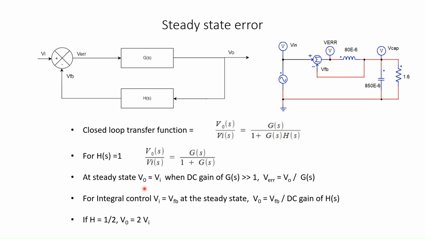At steady state, VO is approximately equal to VI when the DC gain of G of S is far greater than 1. That means the DC gain of G of S is far greater than 1, so the 1 is negligible. So this will become G of S by G of S, that is equal to 1.